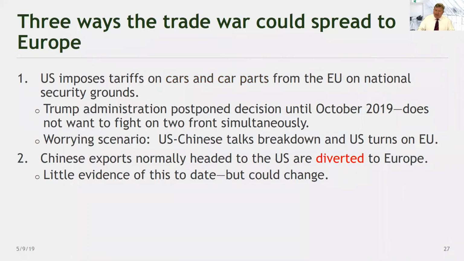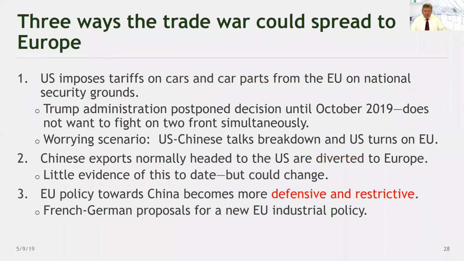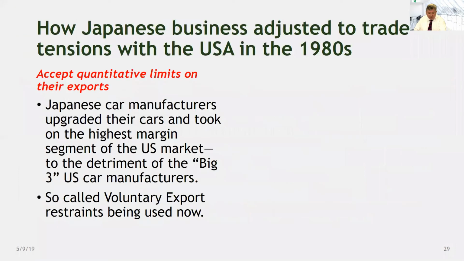The second reason is that as American tariffs rise on Chinese exports, products from China get diverted into European markets, and European nations start raising tariffs against Chinese goods. There's little evidence that this has happened to date, but we must still keep it in mind. The third reason, which we're seeing increasingly, is that EU policy towards China is becoming more and more defensive and restrictive. We have French-German proposals for a new industrial policy which would put in place restrictions on mergers and acquisitions by Chinese firms of European firms, and which also call for much greater subsidization of European industry, which might actually be an opportunity for some European firms to get their hands on cash from Brussels and from national governments. So there are three different ways in which I think the trade war can spread.